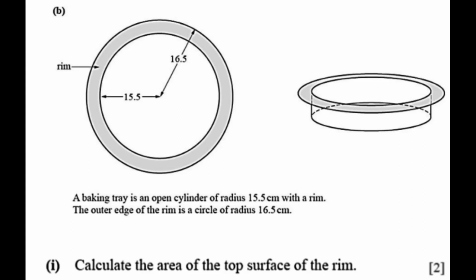Okay, so we got a next question right here. A baking tray is an open cylinder of radius 15.5 centimeters with a rim. The outer edge of the rim is a circle of radius 16.5 centimeters, right? So calculate the area of the top surface of the rim.